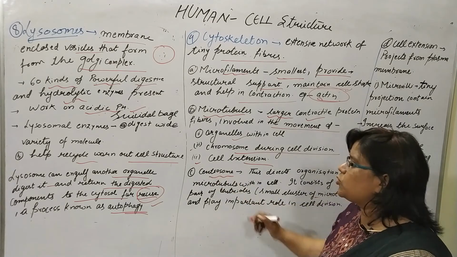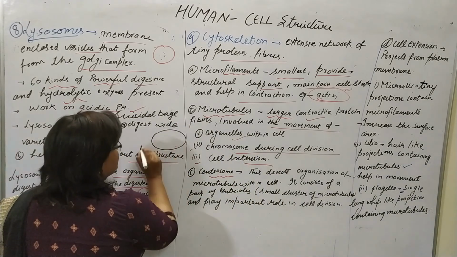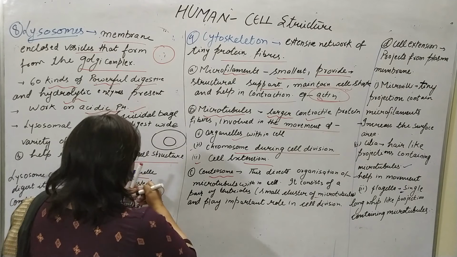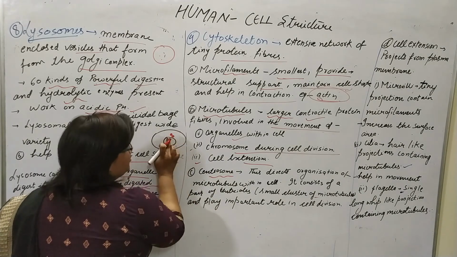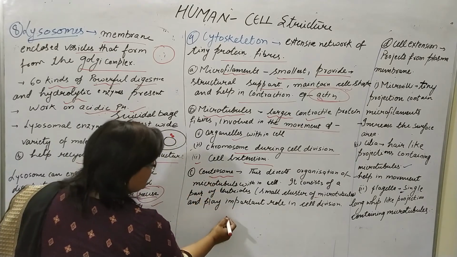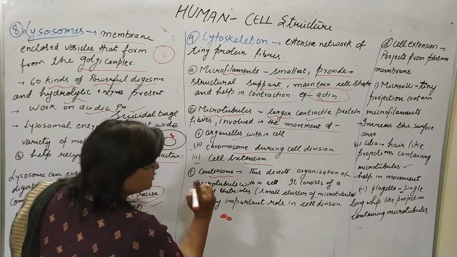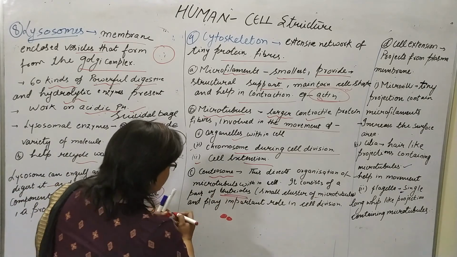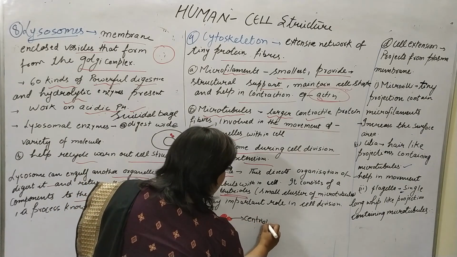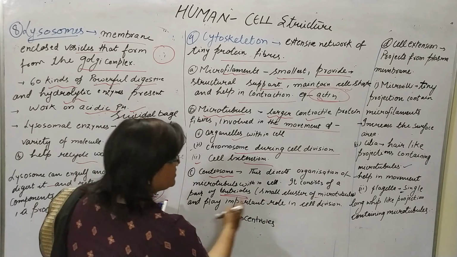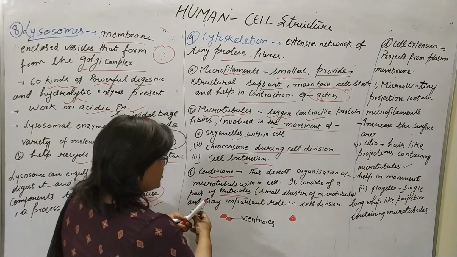Now, what is the centrosome? The centrosome is present within the cell near the nucleus, just above the nucleus. One structure is present, known as the centrosome. This is the centrosome. Okay, so the centrosome is composed of two structures known as centrioles, and the centrioles are small clusters of microtubules. Here the centrioles have small structures of microtubules.